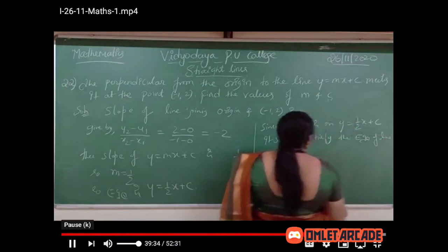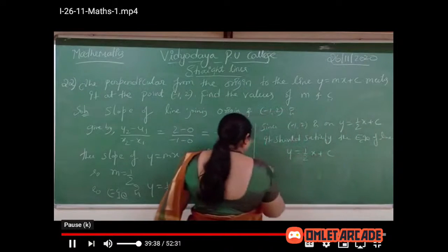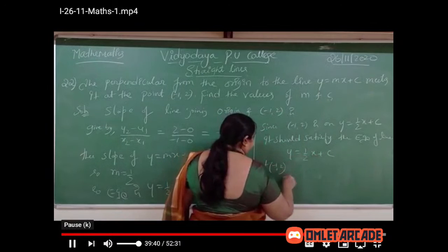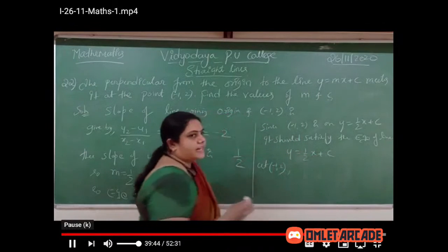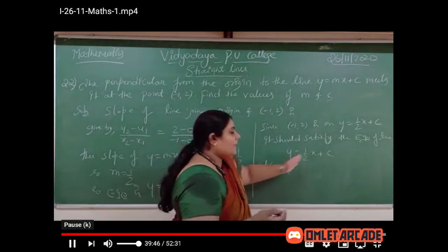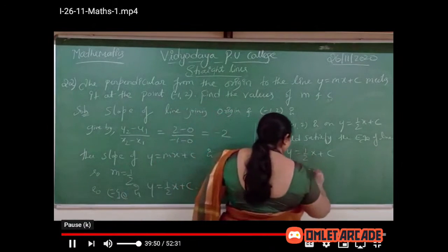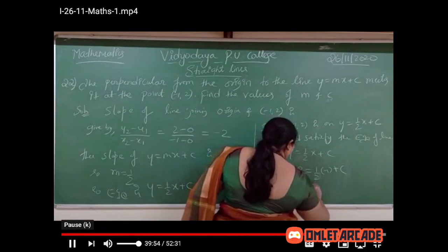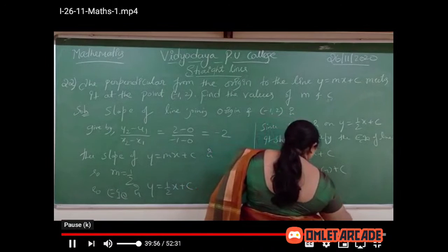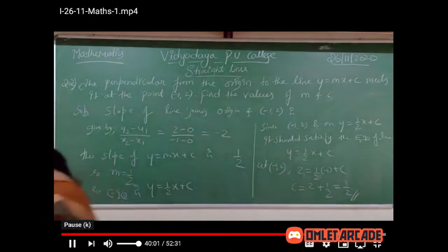Equation of line. So what is the equation? Y is equal to half x plus c, and what is the point? Minus 1 comma 2. Substitute x is equal to minus 1, y is equal to 2. That's it. Satisfying means what? Take the x value as minus 1, y value as 2. What will you get? 2 is equal to half into minus 1 plus c. So c is 2 plus half, 3 by 2. The c value is 3 by 2.